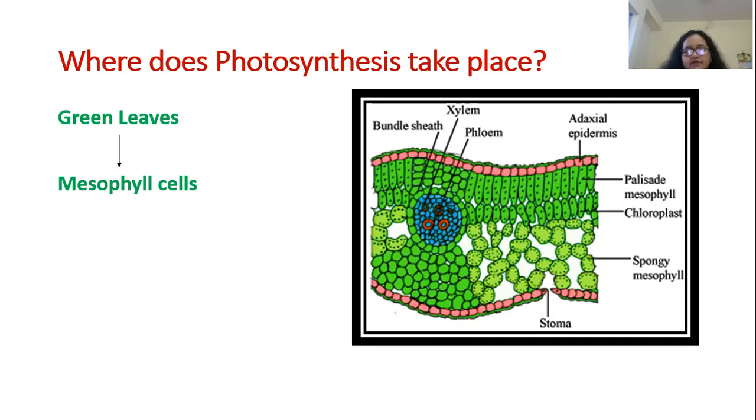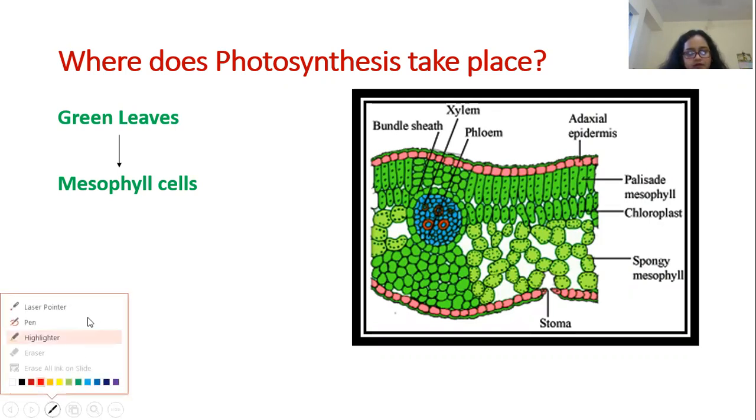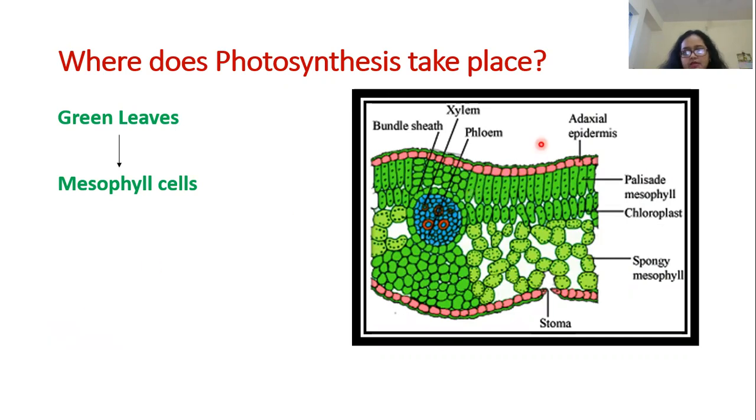So I have shown here a cross section of leaf. You can see here two epidermis, upper epidermis and lower epidermis, and between these two epidermis there is a ground tissue made by mesophyll cells. Two types of mesophyll cells are there. First is palisade mesophyll cells and the second one is spongy mesophyll cells. So the upper epidermis is very thin.